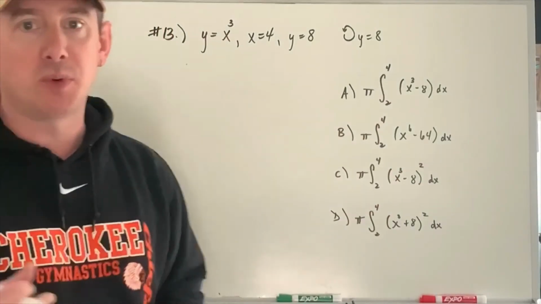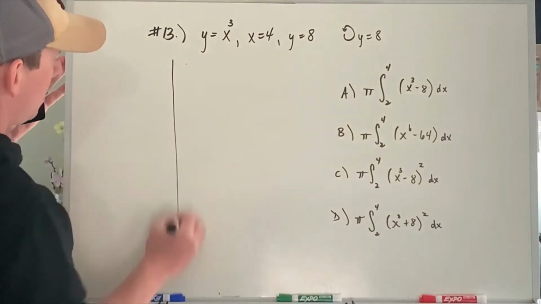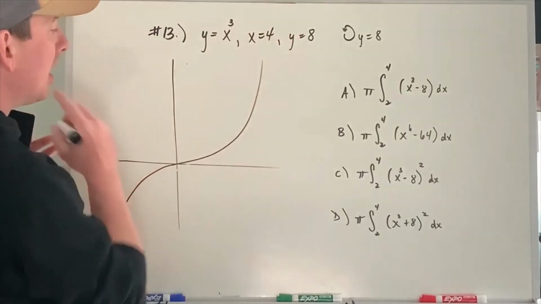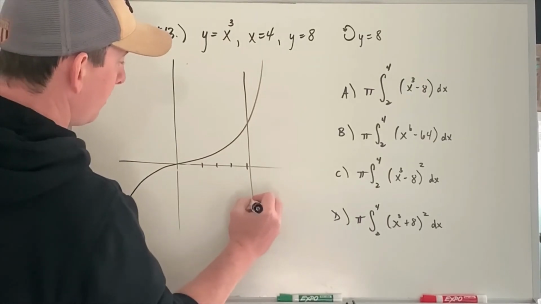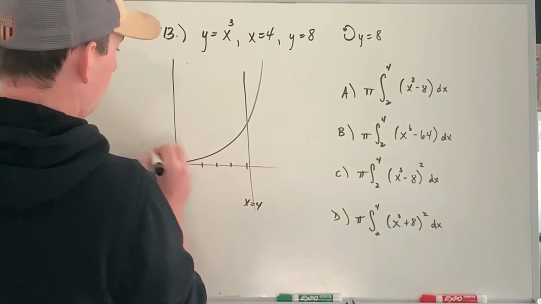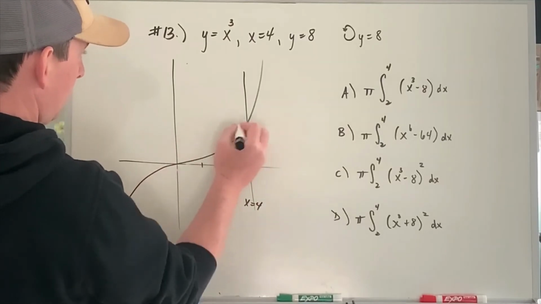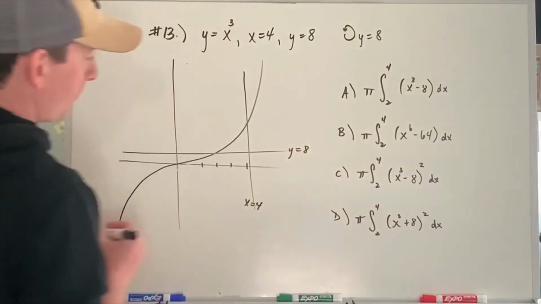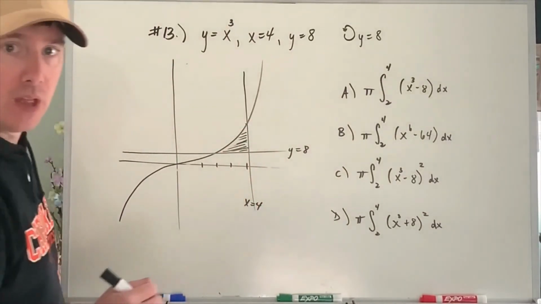Okay, number 13 here is pretty easy because you don't have to do any math. You just have to set it up. We have the region bounded by x cubed, x equals 4, and y equals 8. Considering this is the point (4, 64), 8's going to be way down here. All right, so I guess we're looking at that little area right there.